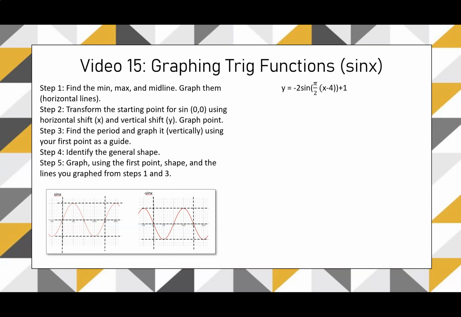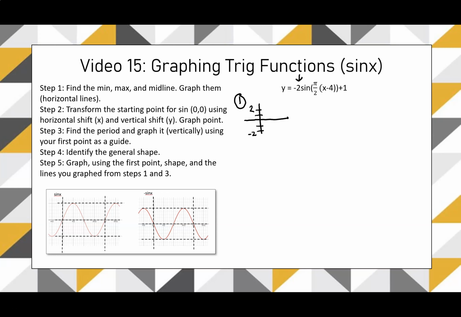So our first step here is going to be to find the minimum, the maximum, and the midline. And I actually want to graph those. To start this with step 1, what I like to do is pretend like there's been no transformations. I just want to deal with the fact that we've got a 2 here. So this is just the starter. If I have a graph and I've got an amplitude of 2, you would think it would go from -2 to 2. Okay, that makes sense.